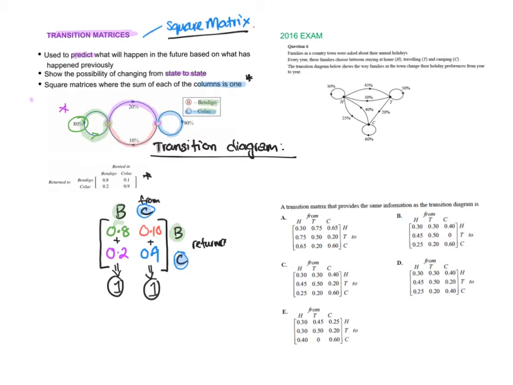So what we're going to do is the families in a country town were asked about their annual holidays, and they had to choose whether they were staying at home, so we'll go home here, traveling, or they were camping. So you can see there. All right, so here, if I was to set up the transition matrix for this, we're going to have a 3 by 3 because we've got different scenarios. So we'll call it home. I'm going to follow what they did. So they did HTC. So if it goes HTC that way, down this way, it has to go HTC.